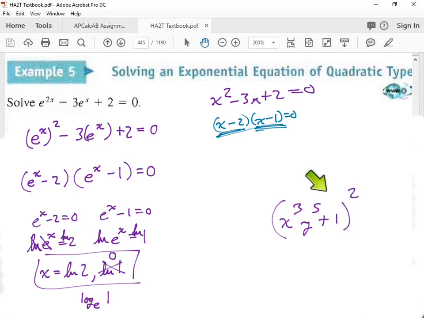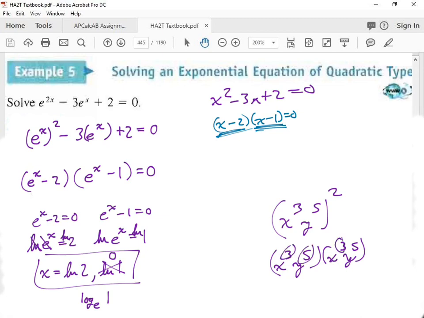If I had a plus 1 raised to the second power, I cannot distribute this 2 anymore because that property no longer applies. It applies right here for this one because that essentially means x to the third, y to the fifth times x to the third, y to the fifth. And I would add these and get 6 and add these and get 10, which is the same thing you get if you multiply those guys.